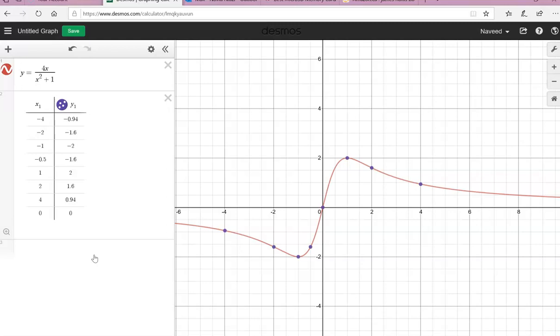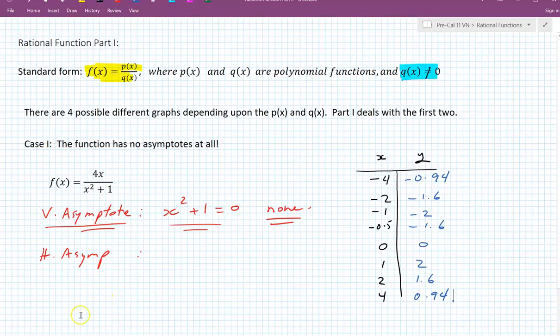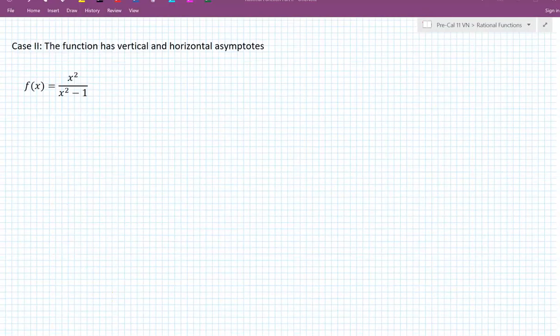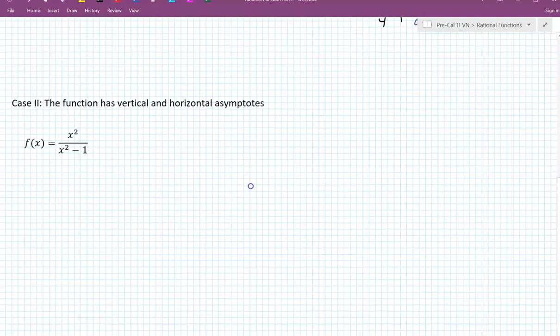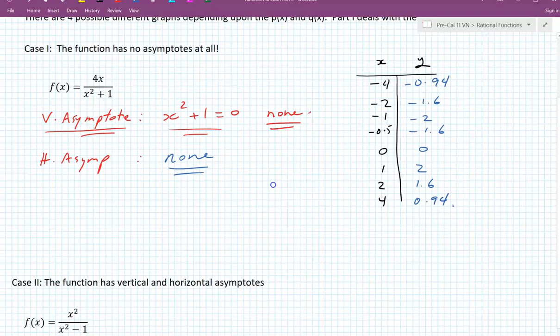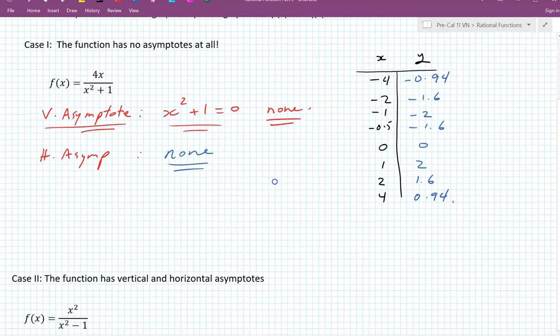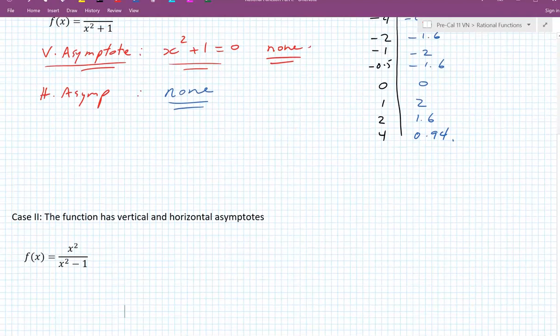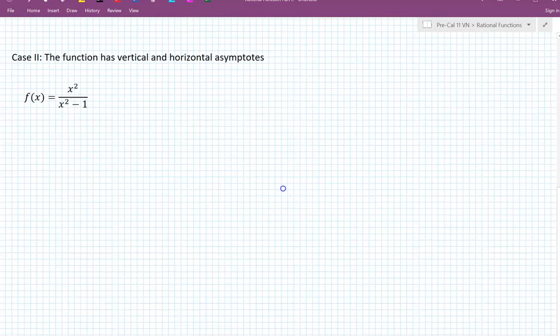All right, now let's talk about the second case. So that's the first case. Okay, so this is case 2, but before we go to case 2, I just want to make sure that for the first part we didn't have a horizontal asymptote either, so we have neither horizontal nor vertical asymptote for the first part. Now here is the second. The function does have a vertical and a horizontal asymptote. So here it is. Let's go through it.